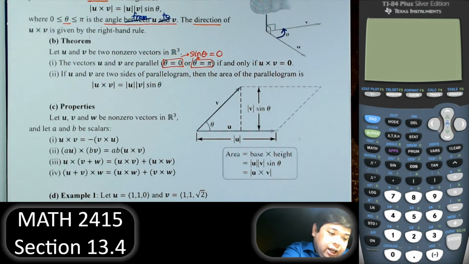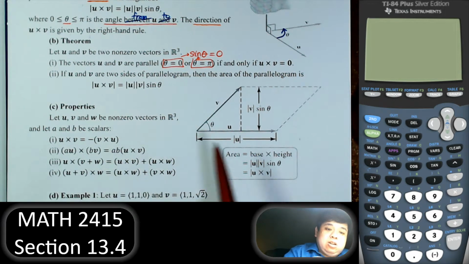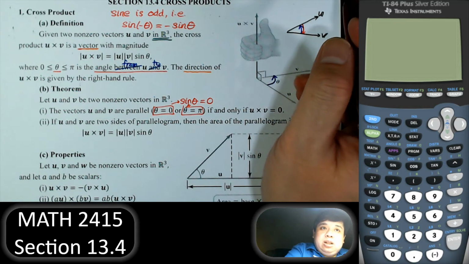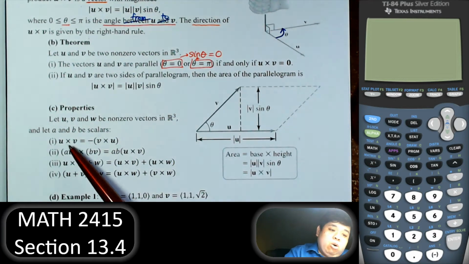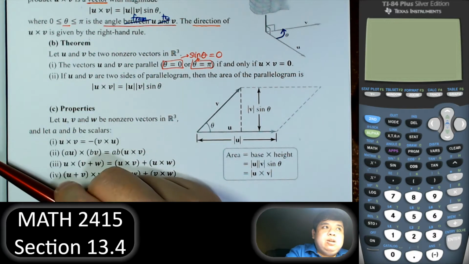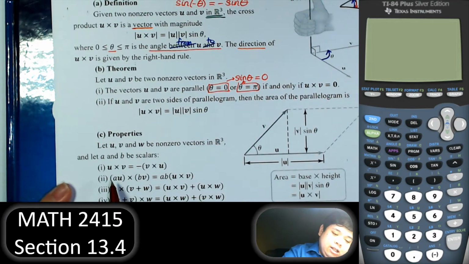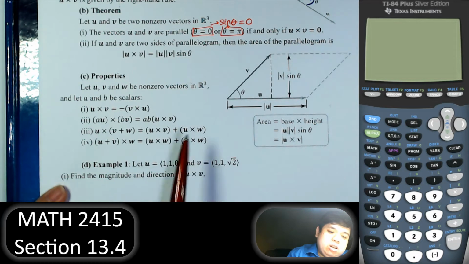Now the properties of the cross product. U cross v is the opposite of v cross u. That makes sense, because if we go from u to v, and then from v to u, the angle will be opposite. If the angle is opposite, the sign will be opposite. Therefore, the cross product will be opposite. The product of the magnitudes of u and v is still the same though. The sign of the sine of the angle between u and v is going to be opposite, so that's why there's a negative. And the other properties are pretty standard.